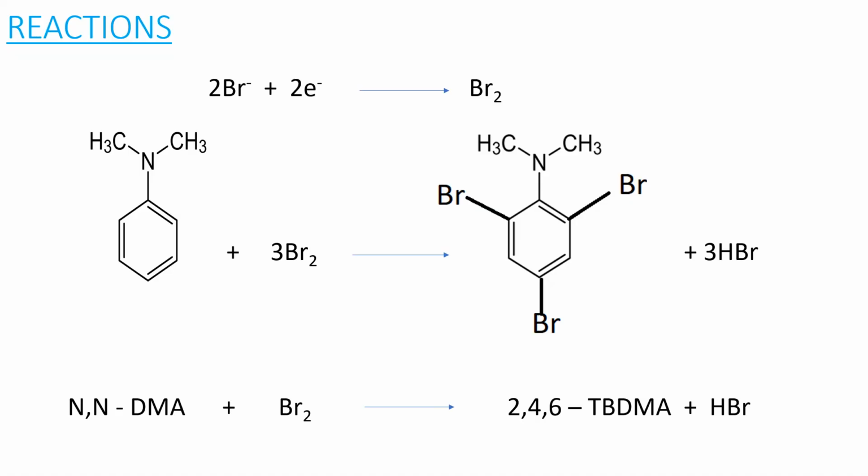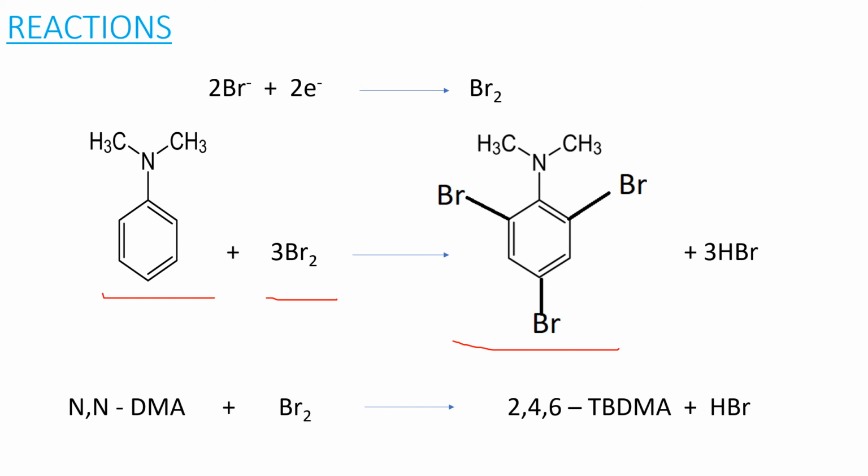Now let us move on to the reactions. So I have written the reaction in terms of reduction. That is, bromide ion gains 2 electrons and you will get bromine. So next is the reaction for the bromination of N,N-dimethyl aniline. So here is N,N-dimethyl aniline. It undergoes bromination, that is addition of Br2 takes place and you will get 2,4,6 tribromo dimethyl aniline and hydrogen bromide as a byproduct.